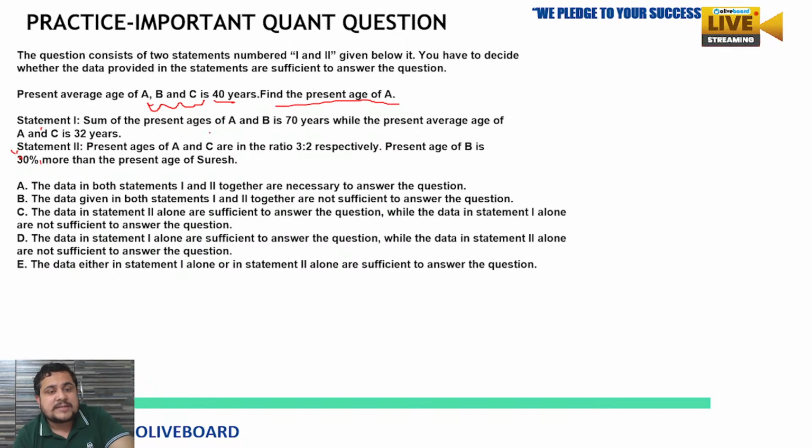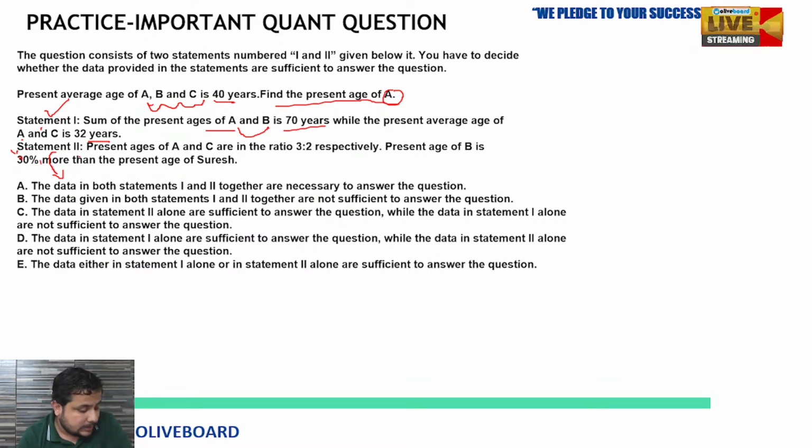Now statement 1: the sum of the present ages of A and B is 70 years, while the present average age of A and C is 32 years. So you have to find out the age of A. Is it possible by statement 1 alone, or statement 2 alone, or together? It will be possible to answer when you merge all of these. Tell me fast, which option will be the correct one?